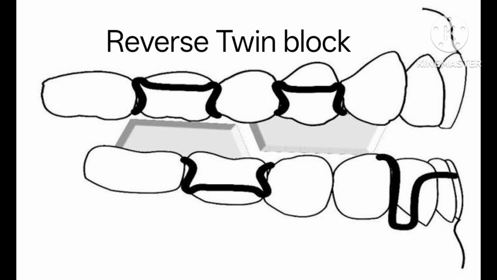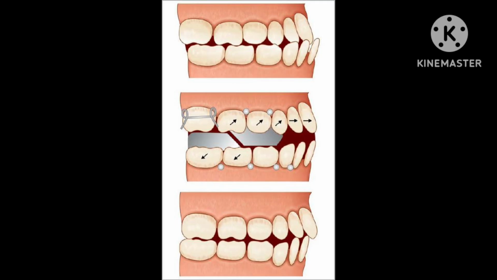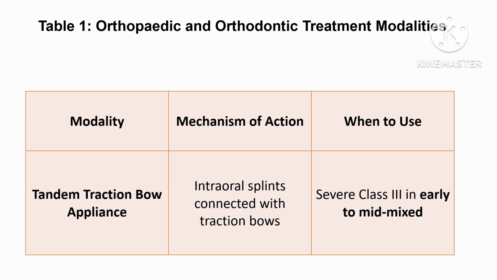Reverse twin block is a removable functional appliance which is the opposite of the conventional twin block. Its inclines are reversed to posture the maxilla forward and the mandible backward, encouraging proper jaw growth.